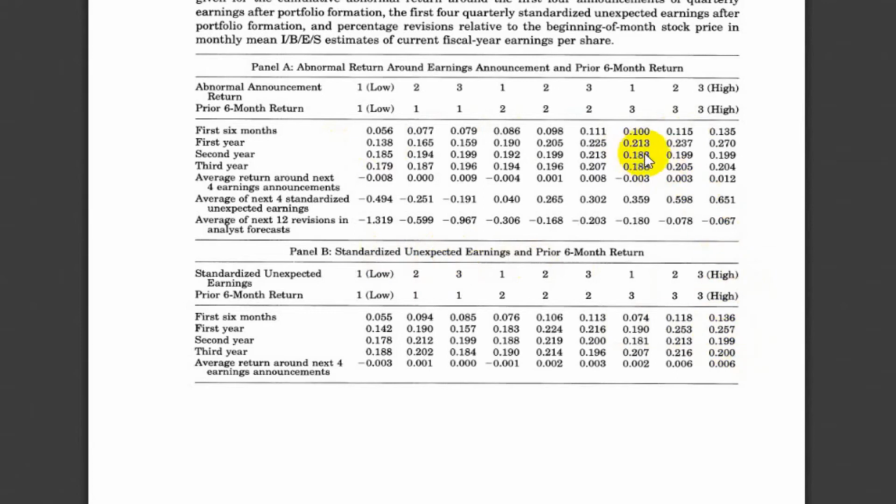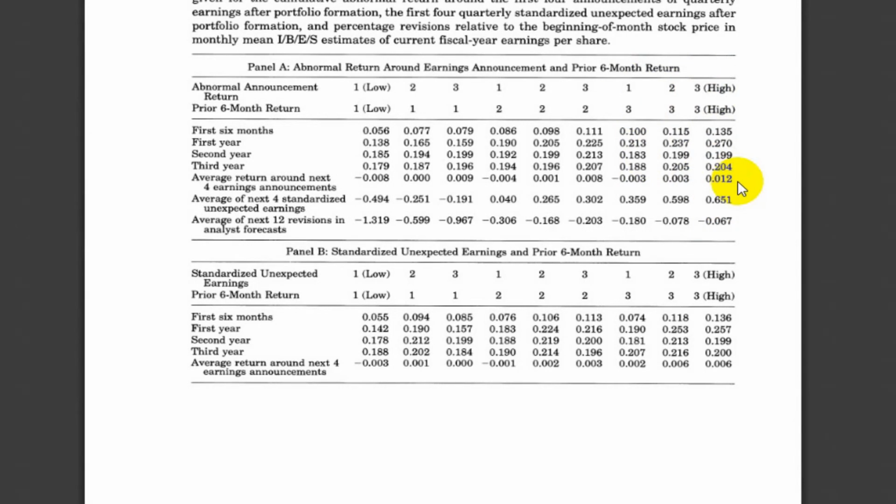However, we see in the second year, in the column where the past 6-month return is used but isn't confirmed by abnormal announcement return, that return is actually 18.3%, which is below the average return across all the stocks. So we could say that when the prior 6-month return is not confirmed with good earnings news, then we do see a reversal. However, when the prior 6-month return is confirmed by good earnings news, we don't see a reversal in subsequent periods.